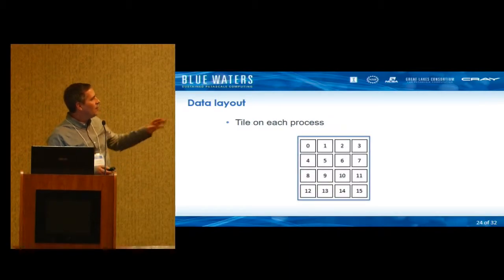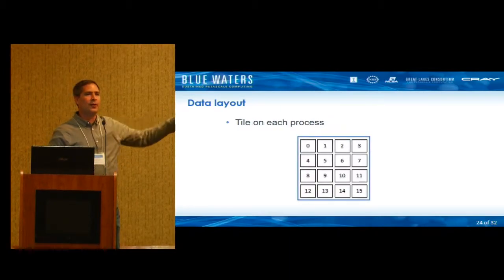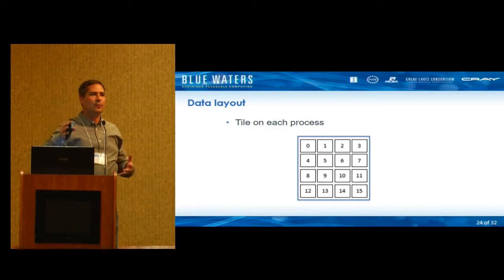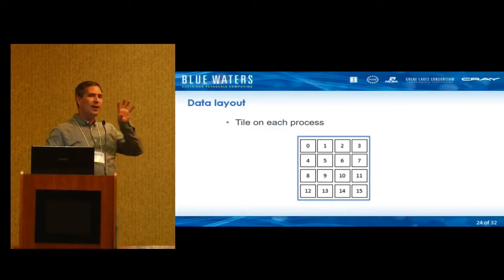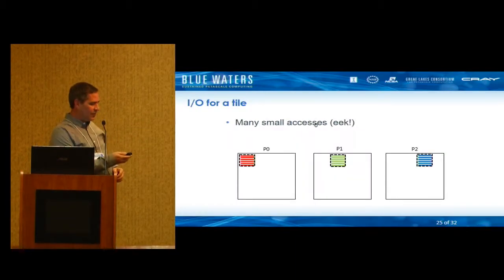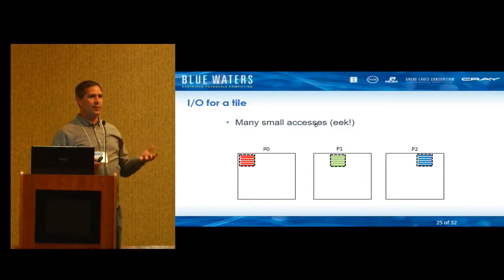So if you have multiple files, say we've got a simple diagram of here's our data file, and we have 16 processes. Each of them wants to access one tile of data. To access those, it's going to do lots of little reads, like one little read of that, then the next row, little read. So lots of little reads, and this is a performance killer.